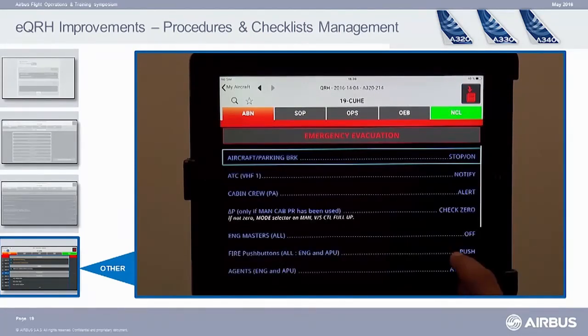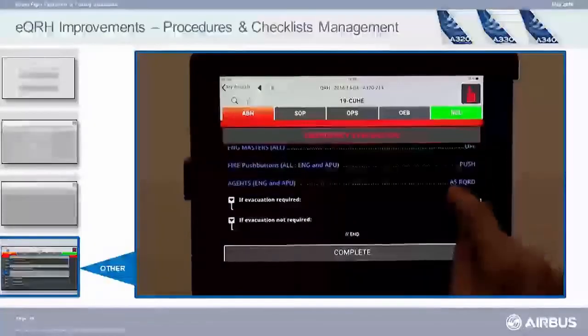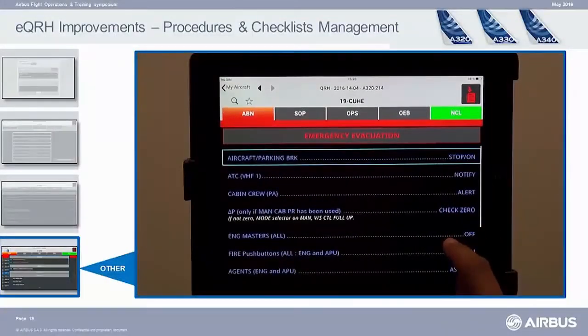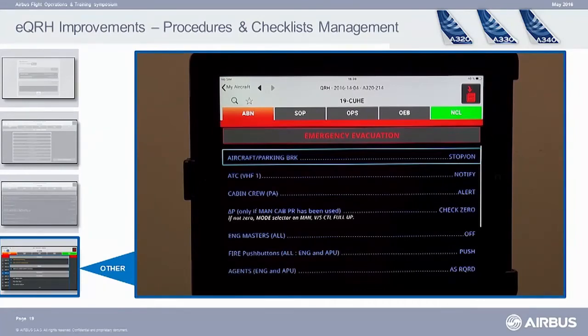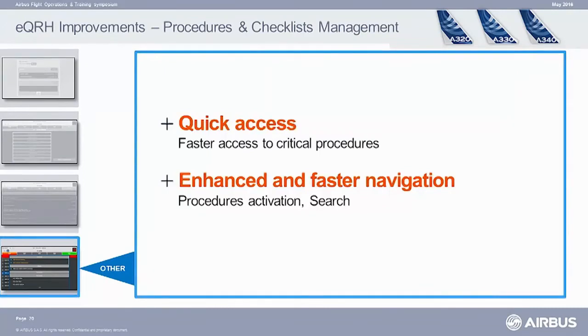When I select the icon, I have the emergency evacuation procedure displayed. If you have more than one procedure in your QRH, you will have an intermediate page to select the applicable procedure. So regarding these functions, you can see that we have the quick access to answer some regulation requirements, and we implemented many features to have enhanced and faster access and use of the QRH content.